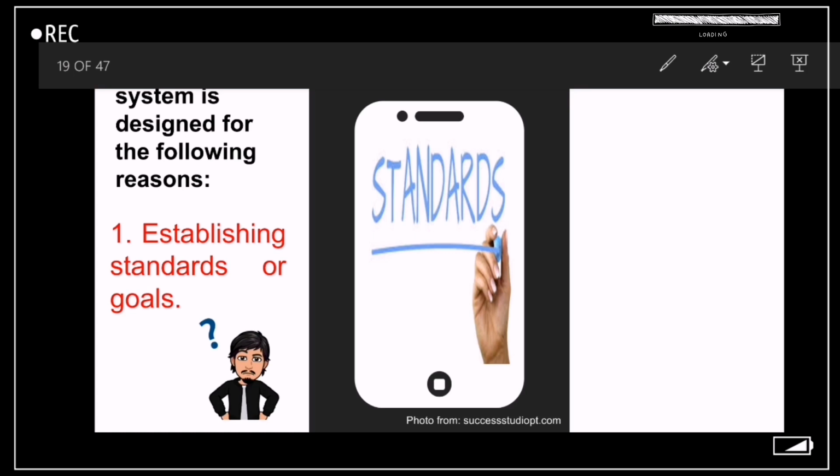So, a cost control system is designed for the following reasons. First, establishing standards or goals. So, these cost standards are yardsticks against which actual performance is measured. They are achievable goals based on planning, analysis, and calculations. And they assume that the operation is error-free: no waste, no theft, no mistakes. So, you can think of them as a tool for comparing what should be to what is.